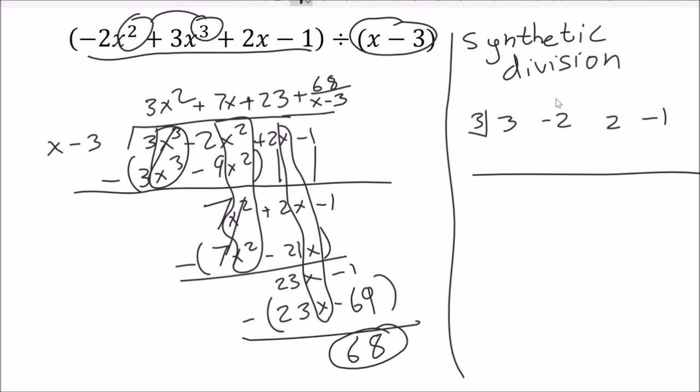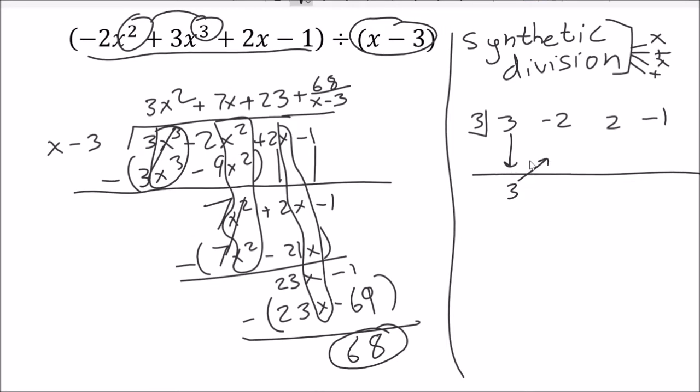Okay, and then here's what happens. The process looks like this. What you do is you multiply, and then you add, and then you multiply, and then you add. And you just keep doing that until it's done. Here's what I mean. What we're going to do is first pull this 3 down, and we're just going to write it.